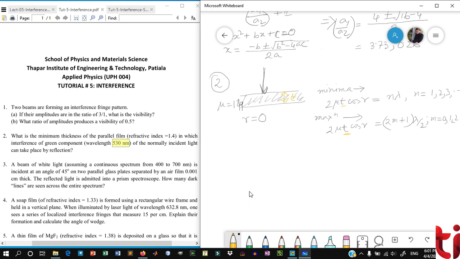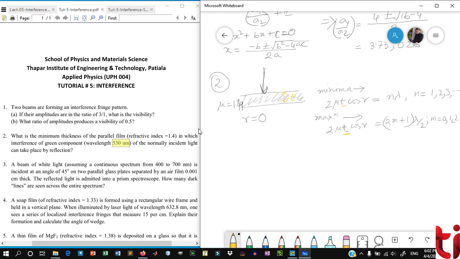This is the t, the thickness. Now what we are asked to find is what should be the minimum thickness t so that it remains the minimum for an interference pattern to be seen. So now if we are thinking about minima to be seen, then this formula needs to be used. If we are to see maximum, then this formula is to be used.